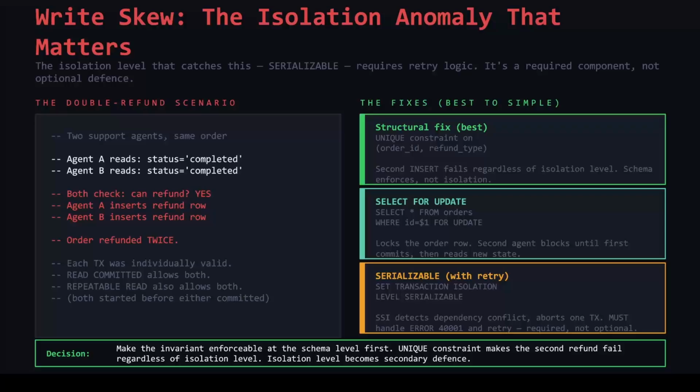The structural fix is better. A unique constraint on order ID and refund type makes the second insert fail regardless of isolation level. Or SELECT FOR UPDATE on the order row. Make the invariant enforceable at the schema level. An isolation level becomes a secondary defense rather than the primary one.